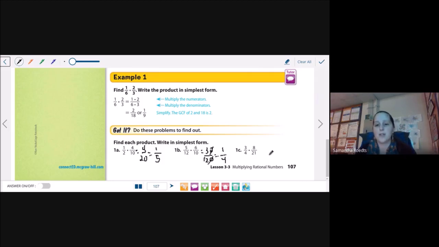For C, 3/4 times 8/21. Then I multiply. 8 times 3 is 24. 4 times 21 is 84. They can both be simplified to 2 over 7.